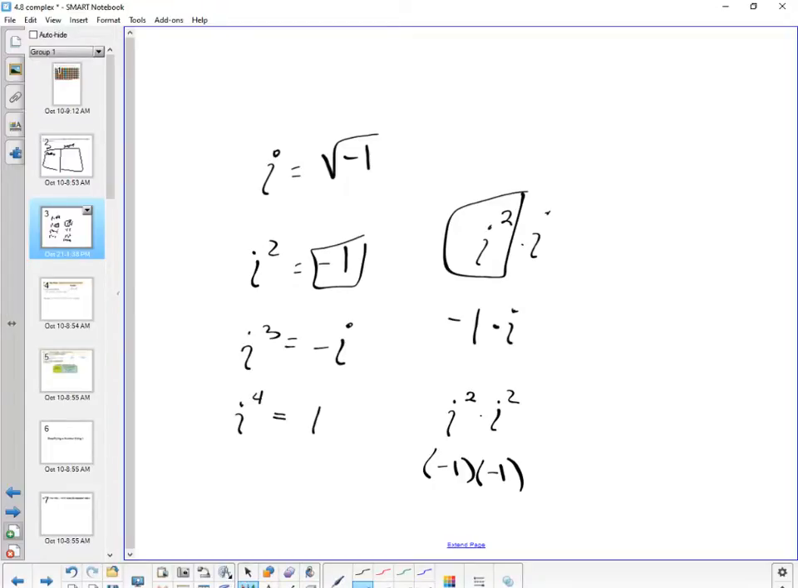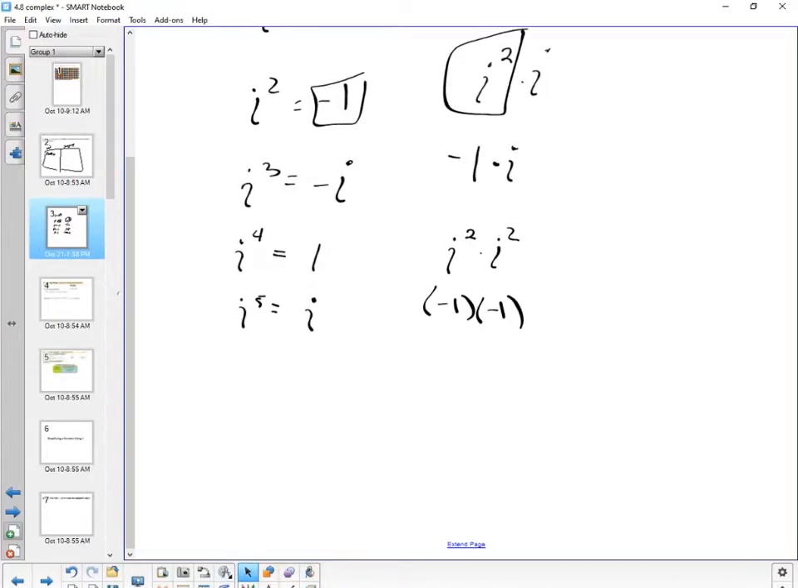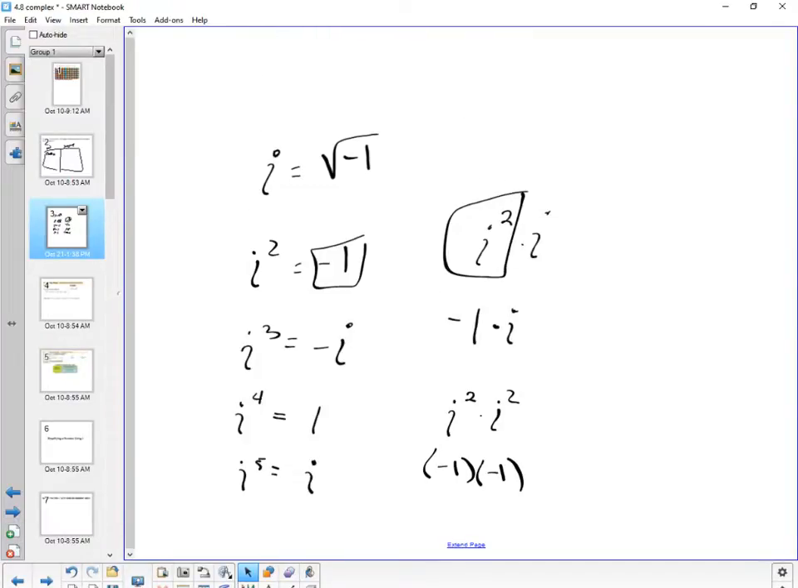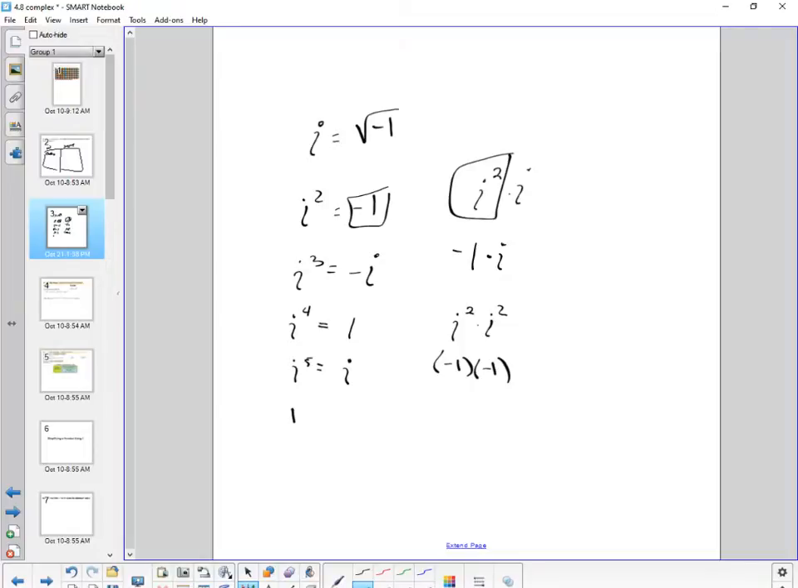What do you think happens at i to the fifth? Positive i. We already know 4 of them make 1, and if I have an extra one, then that just becomes 1i. I'm just going to keep going here because I need you to see this. Let's go to i to the sixth. What's i to the sixth going to be? Negative i times negative i.